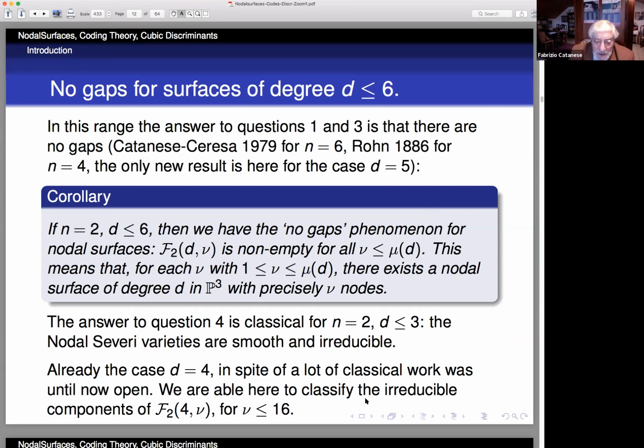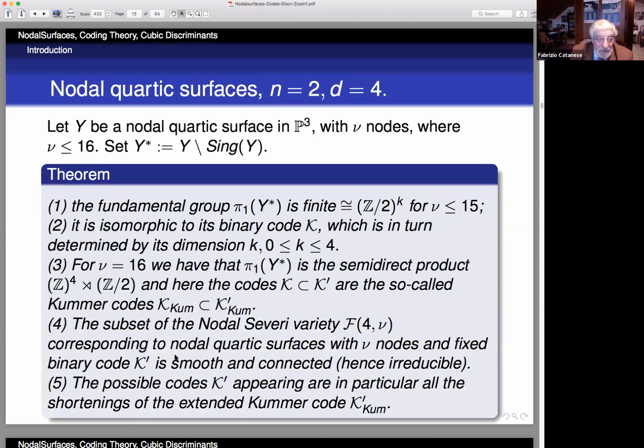And in spite of a lot of classical work, as in books, the case of nodal Severi varieties of quartics was until now open. And I want to give now the first theorem, which classifies the irreducible components of the nodal Severi variety of quartics with ν nodes, where ν is at most 16.